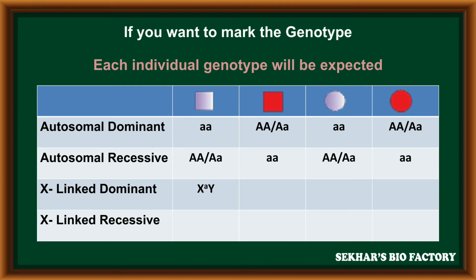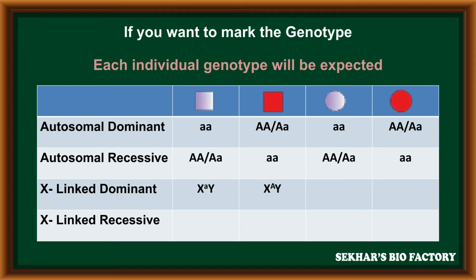So in case of an unaffected male in X-linked dominant, if a dominant allele is there, then the male is affected. But here the male is unaffected, so the X chromosome has the recessive allele in the form of X small a Y, and the affected male has the dominant allele in the form of X capital A and Y. So due to having a dominant allele on the X chromosome, the male is affected in X-linked dominant.